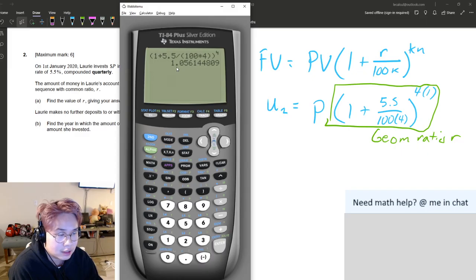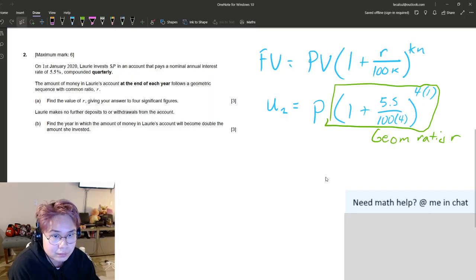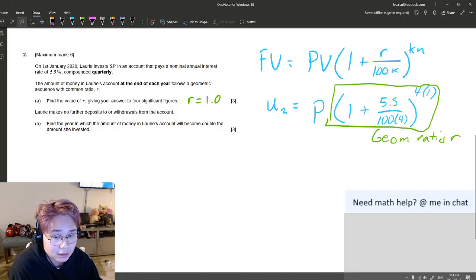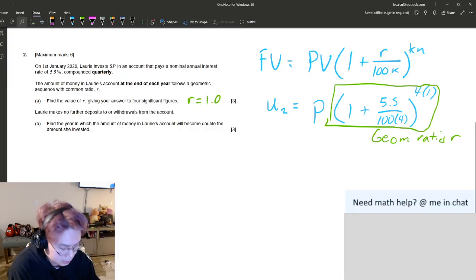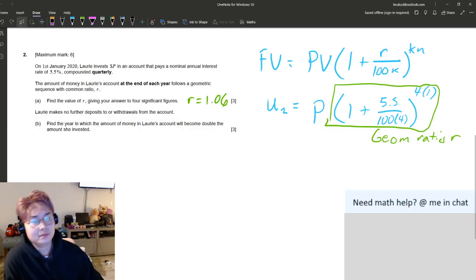So here we go, 1.06. IB is 3 sig figs. So this ratio, 1.0... What did I even say? 6.